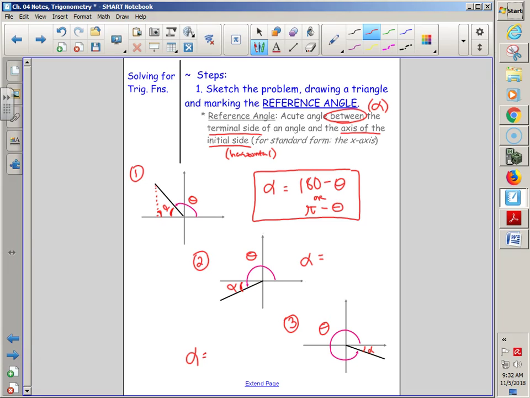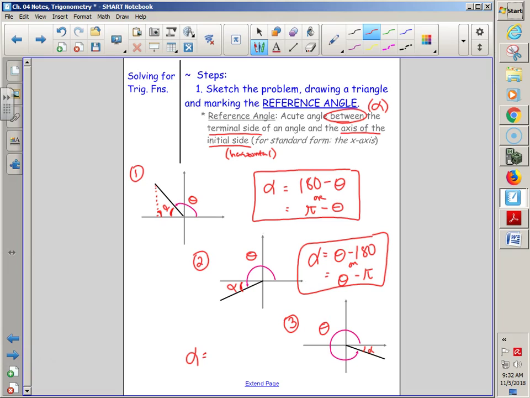Yeah. Well, this one's a little trickier because you could say alpha minus 180. Wait, but we're trying to find alpha, aren't we? Theta minus 180. There you go. Alpha is equal to theta minus 180. Or theta minus pi.